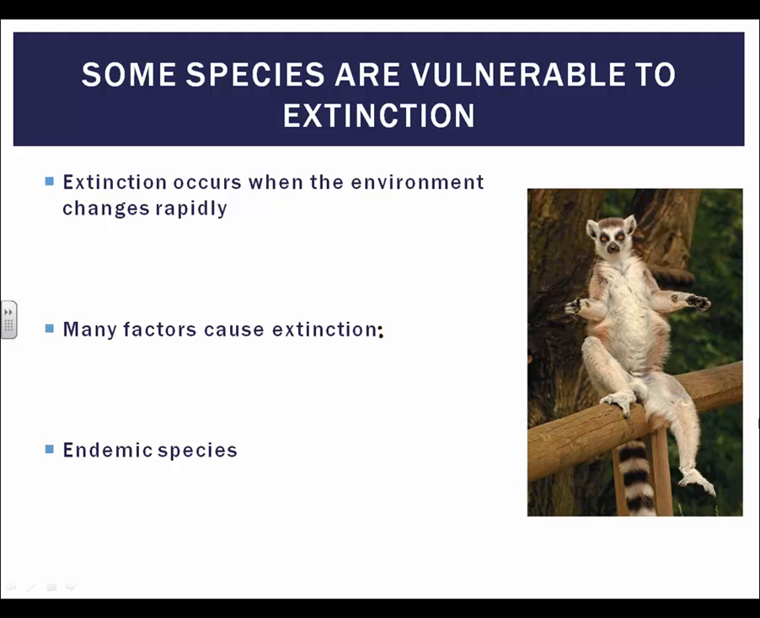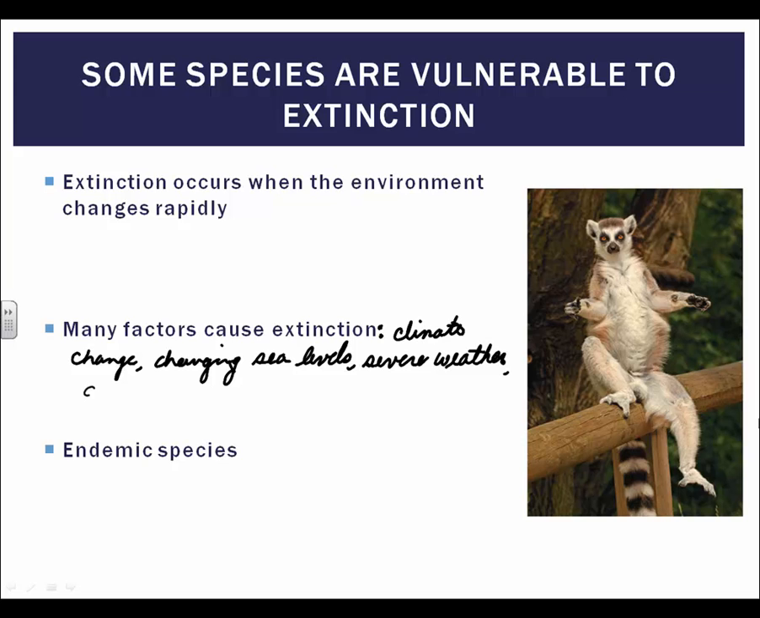There's many different factors that cause extinction. It could be anything from climate change to changing sea levels or severe weather, the arrival of new species, small populations, specialized species. It could be anything. So there's many different factors that cause extinction.